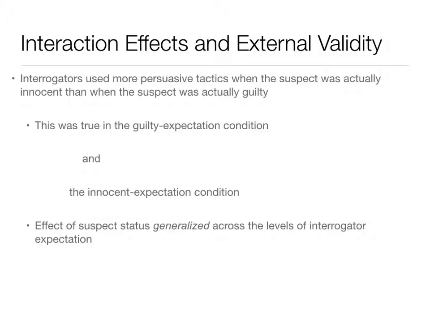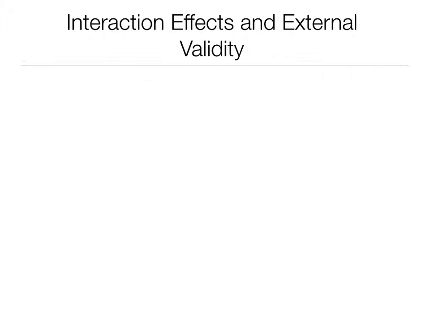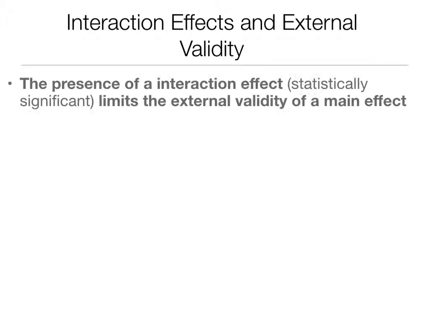If there was an interaction going on between suspect status and interrogator expectation, then it wouldn't be true at both levels, because we'd have something different going on. So with this main effect, without an interaction, we're able to generalize those findings to both of the other levels. It's kind of like thinking about it as the opposite: because there is no interaction, nothing different is going on at the two other levels. So the presence of an interaction, when it's statistically significant, really limits the external validity of our main effects.